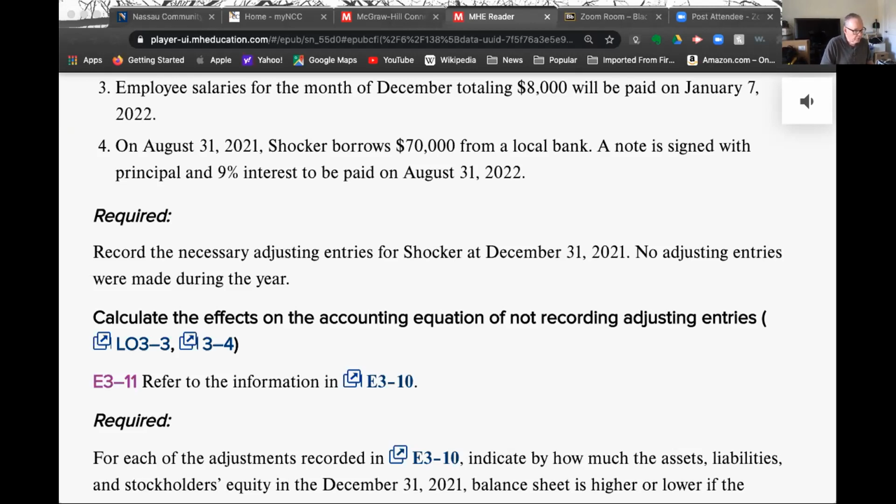If I take $1,500 and divide it by 12, what does that come out to? 1,500 divided by 12 is $125 a month. And what's the time period that I'm adjusting? I'm adjusting from November 1st through December 31st. That's 2 months. So what's 125 times 2? It's 250. So debit interest expense, credit interest payable for $250, right?